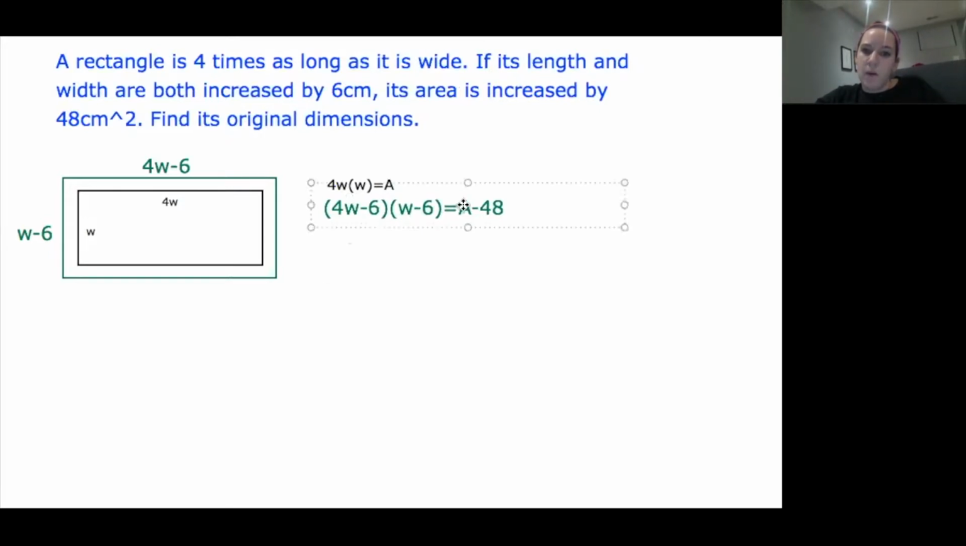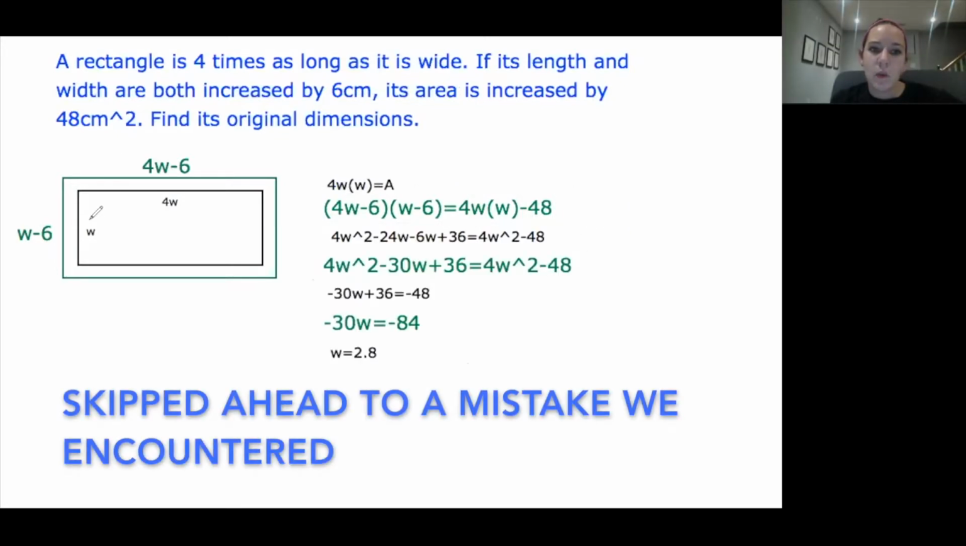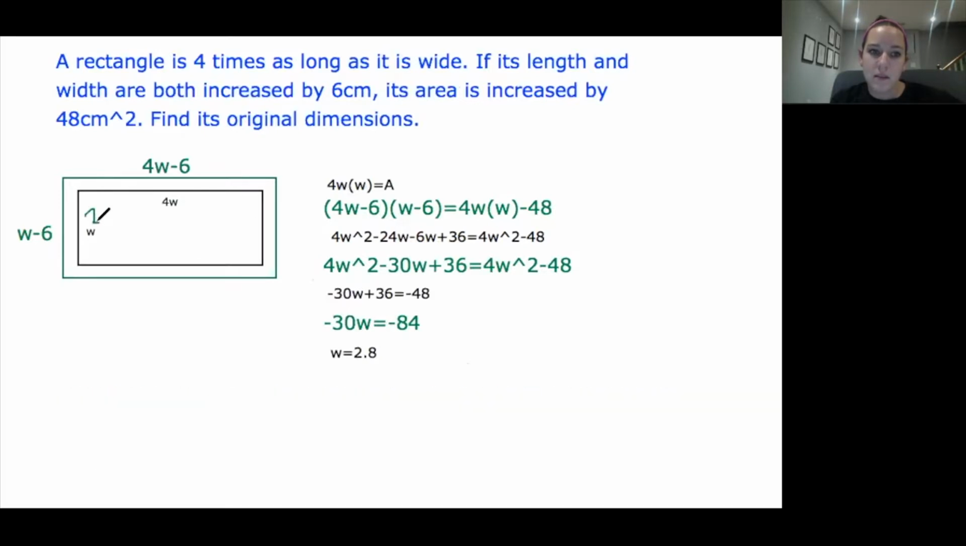And so then this is the part where we substitute it in, right? So what do we put here? I know this isn't A anymore, but what is it instead? 4W times W. Okay, so that means that the width of the inner box is 2.8. And the length is 11.2. What about for the outer box?